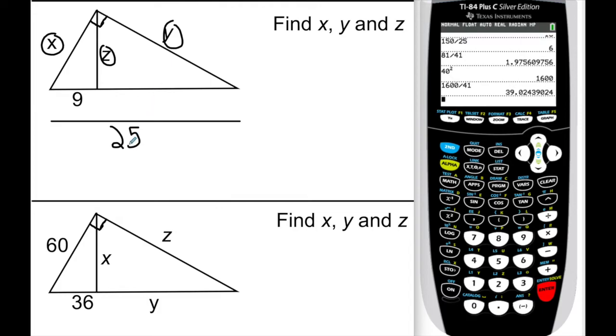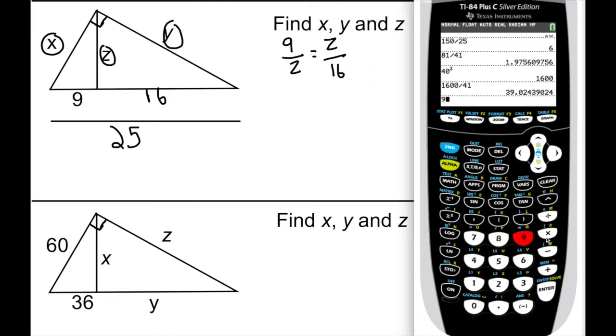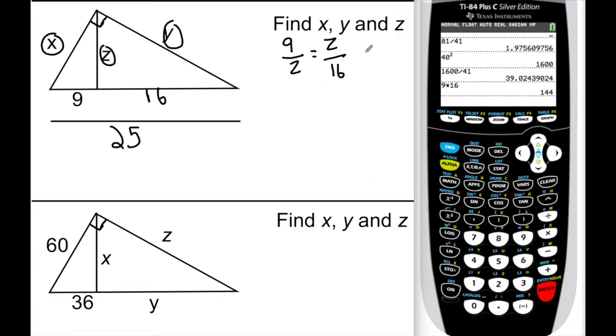Although I do have 25, so could I figure that out? It looks like I can, right? So if the whole thing is 25 and this piece is 9, then this piece is 16. So they add up to 25. So then I can find z, because 9 is to z as z is to 16. So in other words, if I do 9 times 16, I get 144. So z squared equals 144. And you might very well know that means that z equals 12.